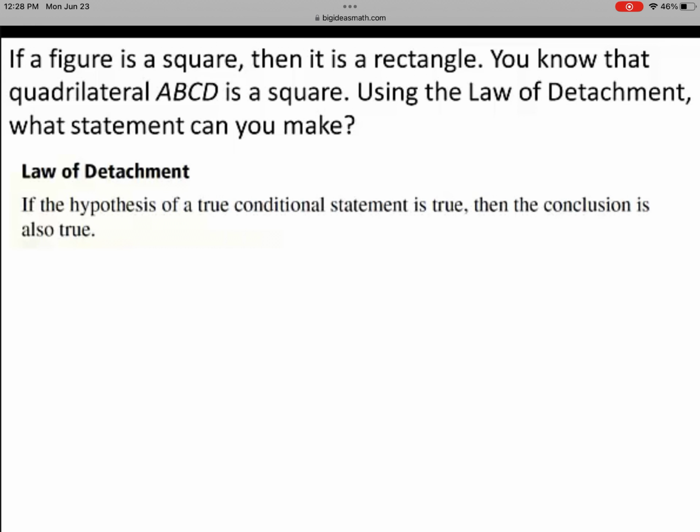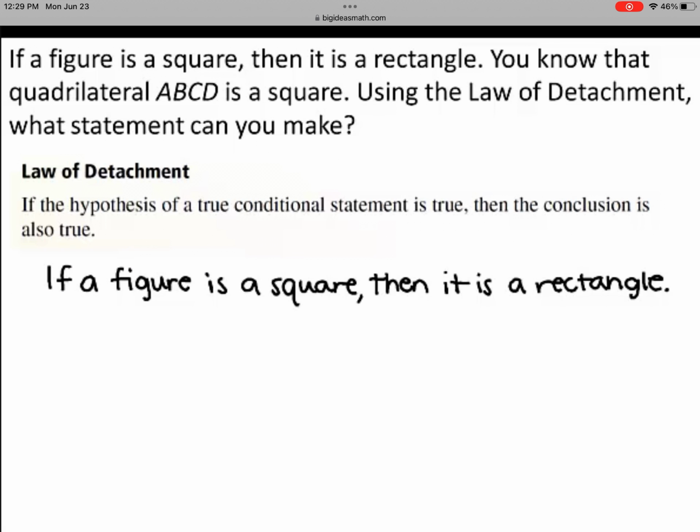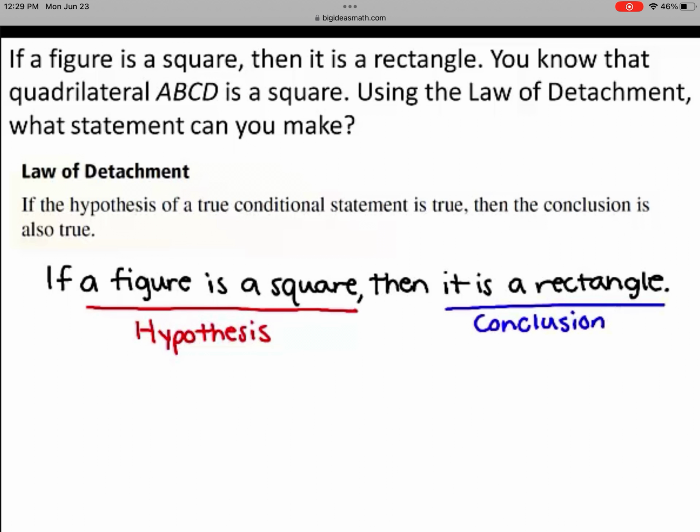The law of detachment states that if the hypothesis of a true conditional statement is true, then the conclusion is also true. In this problem, you are given the conditional statement, if a figure is a square, then it is a rectangle. The hypothesis of this conditional statement is the figure is a square, and the conclusion is it is a rectangle. Now, you are also told that quadrilateral ABCD is a square.